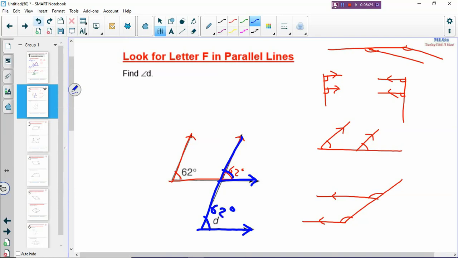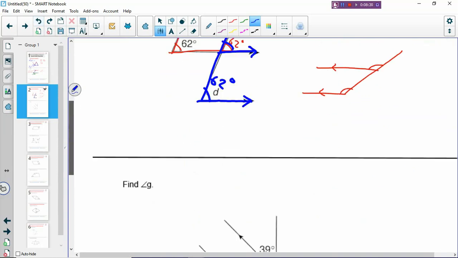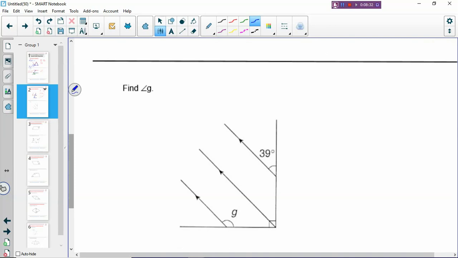So that's how you solve. That's how you look out for this letter when you see lines that are parallel. Okay, let's look at another example. Now you can see that it gets a bit harder already. So how do you find angle G?